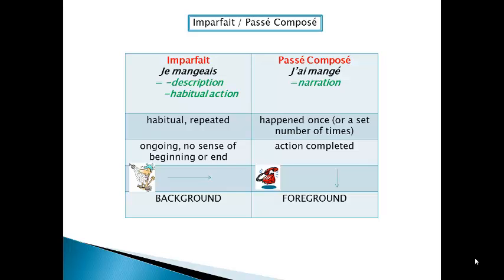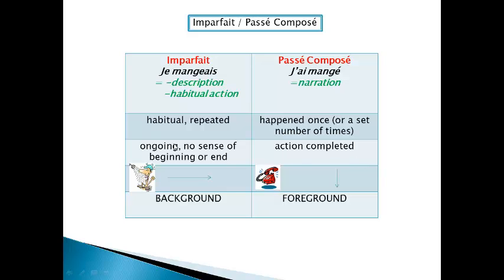So basically, we're just confronting two tenses that we've already studied. We use the imparfait for a description, a habitual action. By description, we also mean something like a feeling, you remember? And we use the passé composé for a narration, okay? We use the imparfait for something habitual, repeated, and the passé composé for something that happened once, or something that happened a set number of times, like it happened 3 times, it happened 5 times, okay? We use the imparfait for things that are ongoing, or have no sense of beginning or end, and we use the passé composé for actions completed.